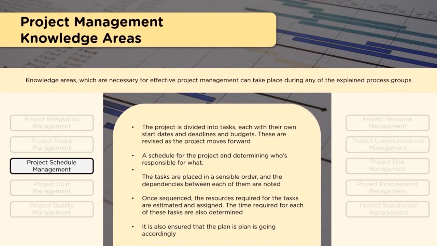So the project is divided into tasks, each with their own start dates, deadlines and budgets. These are revised as the project moves forward, depending on how the project is progressing. A schedule for the project determines who is responsible for what. It helps us understand which resource is required at what point in time. Similarly, the cash flow requirement can also be understood by having a defined schedule. So the tasks are placed in a sensible order, and the dependencies between each of them are noted. Once sequenced, the resources required for the tasks are estimated and assigned. The time required for each of these tasks is also determined.